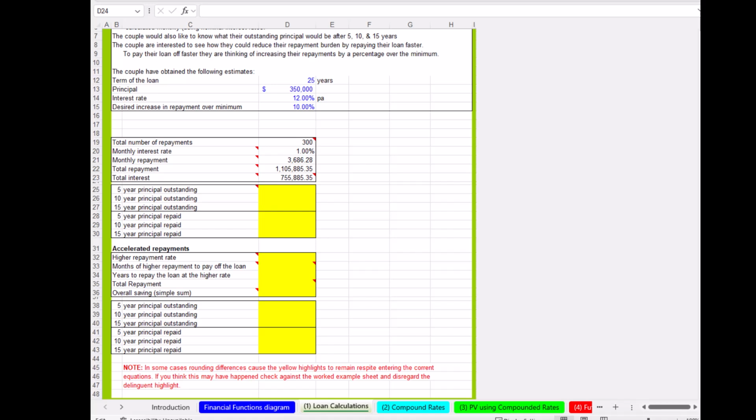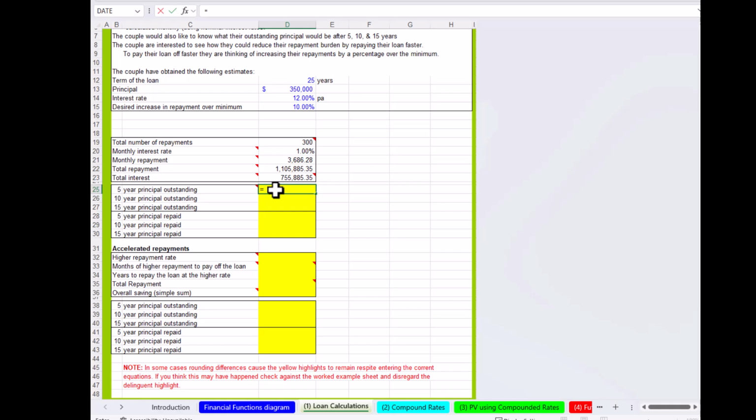The next thing I want to show you is how to calculate how much is outstanding at any particular time through the loan. Now this is a tiny bit tricky, but once you learn how it's done, you'll find it very easy to apply in other cases. I'm only going to do it once here. I'm going to let you do the rest of the calculations yourself.